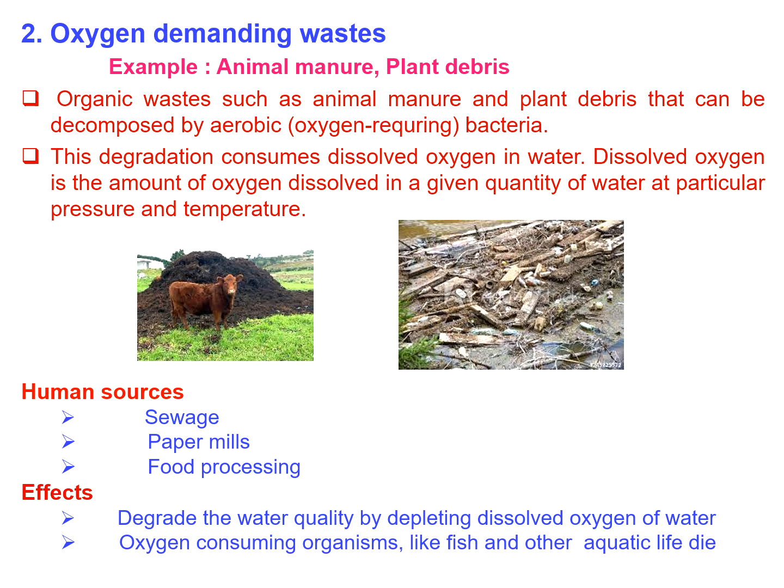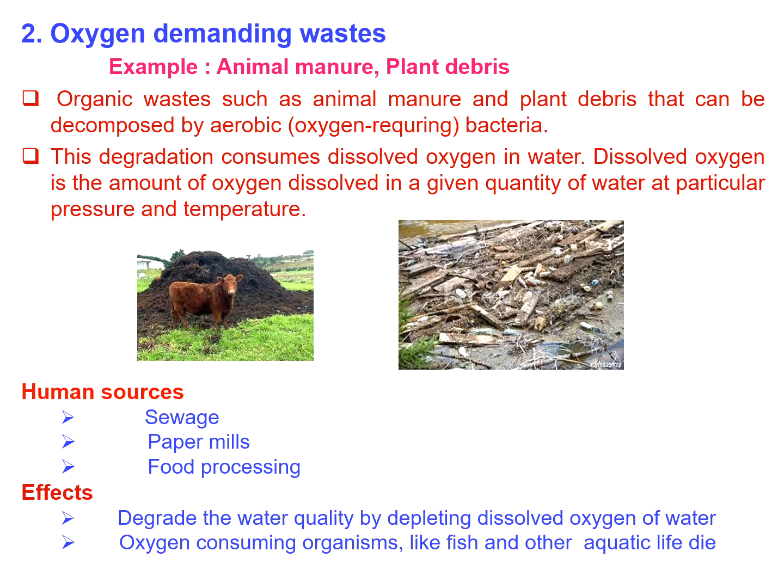Next is oxygen demanding wastes, for example animal manure and plant debris. This organic waste can be decomposed by aerobic, oxygen requiring bacteria, and this degradation consumes dissolved oxygen in water. Dissolved oxygen is the amount of oxygen dissolved in a given quantity of water at a particular pressure and temperature. From the picture we can see that this kind of animal waste is simply dumped into the water, which causes water pollution.